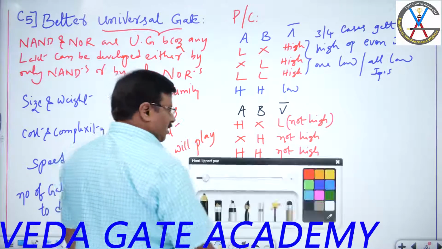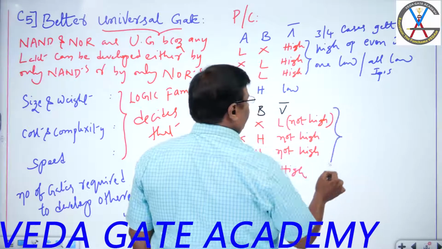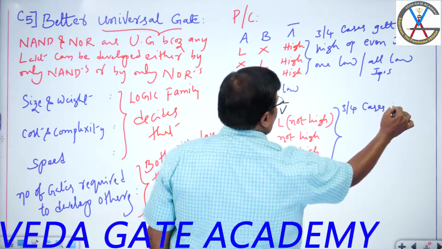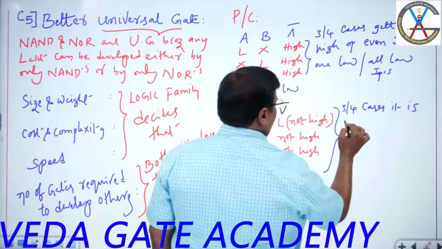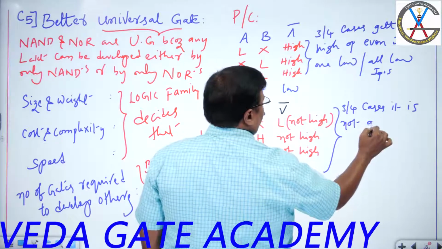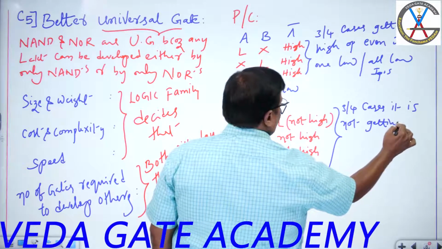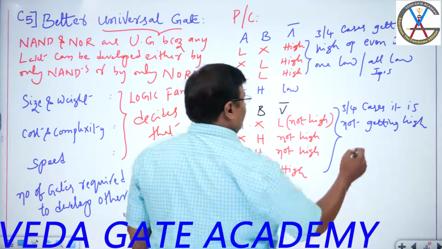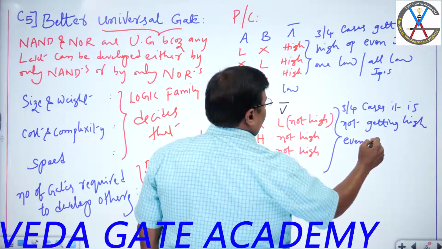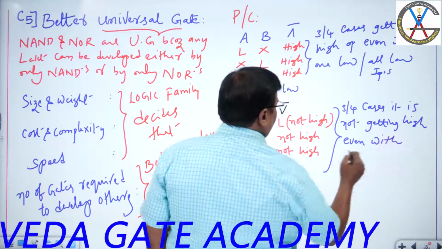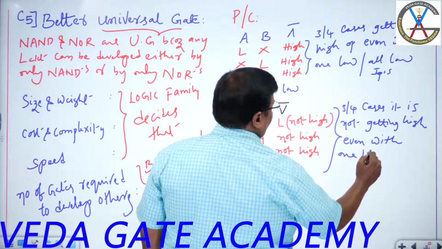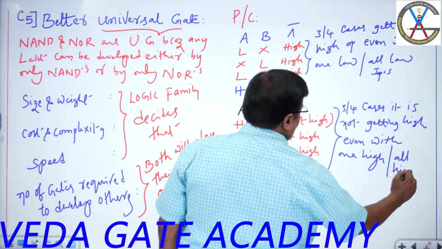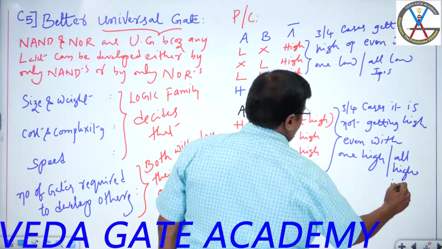Now, let us take the same comparison in a different way. In 3 by 4 cases, it is not getting high. Getting low or not getting high, both are the same. But here we are highlighting not getting high as the requirement. Not getting high even with 1 high or all high cases.